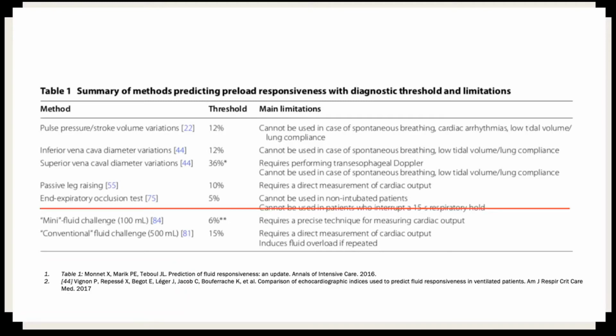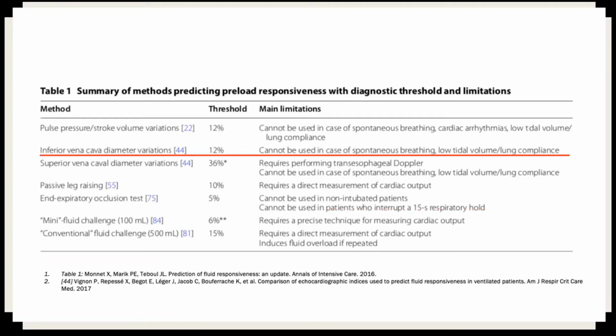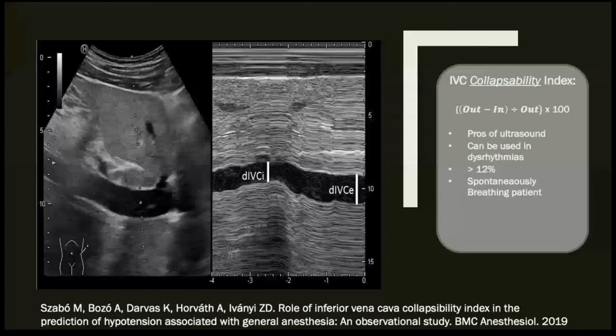You can look at the IVC diameter variations, but it's also got caveats, and people have also actually looked at the superior vena cava. But let's talk about the IVC variations and what we can use. So in critically ill patients, you've got the people who are unintubated and the people who are intubated.